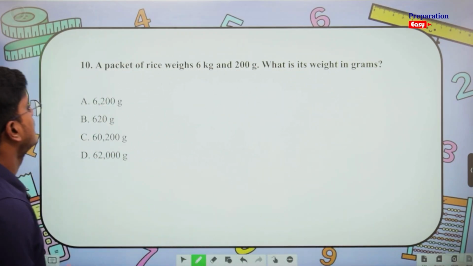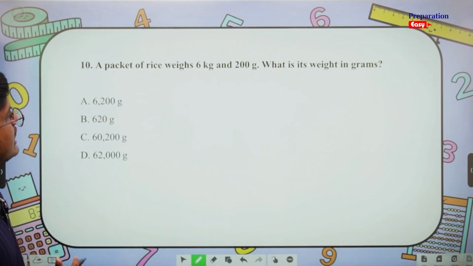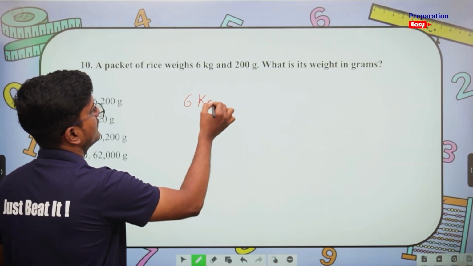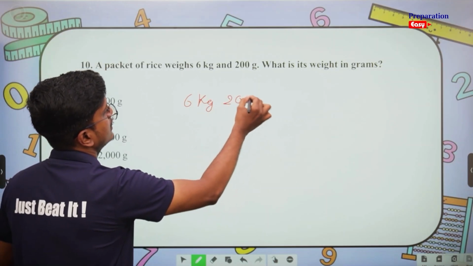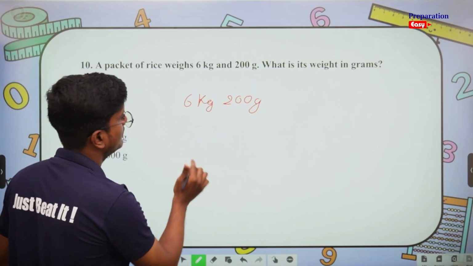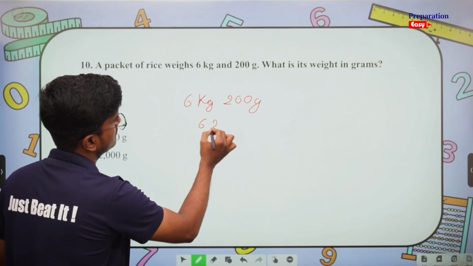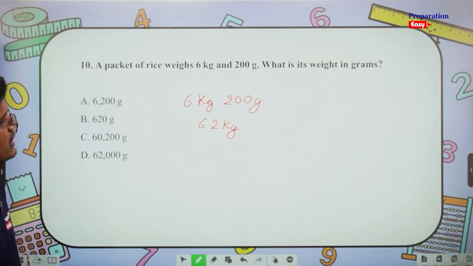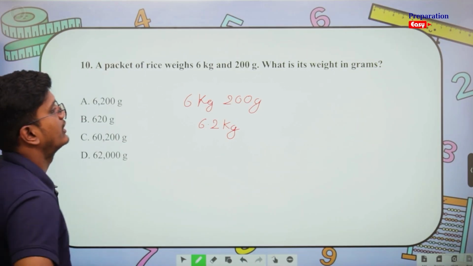Okay, so we are at the last question. A packet of rice weighs 6 kg and 200 grams. What is the weight in grams? Okay, it's very simple. We have 6 kg and 200 grams. This can also be written as 6.2 kg, right? So we have to convert into whole grams.